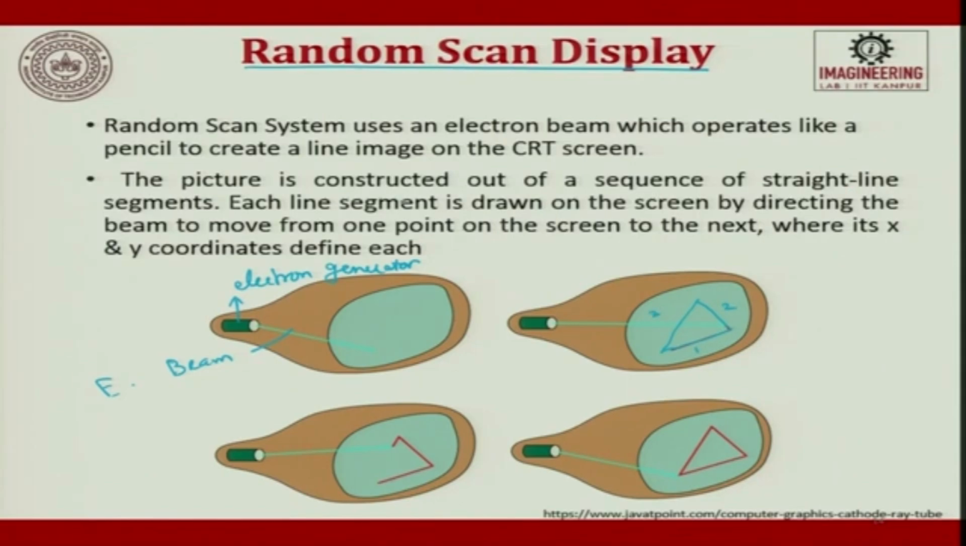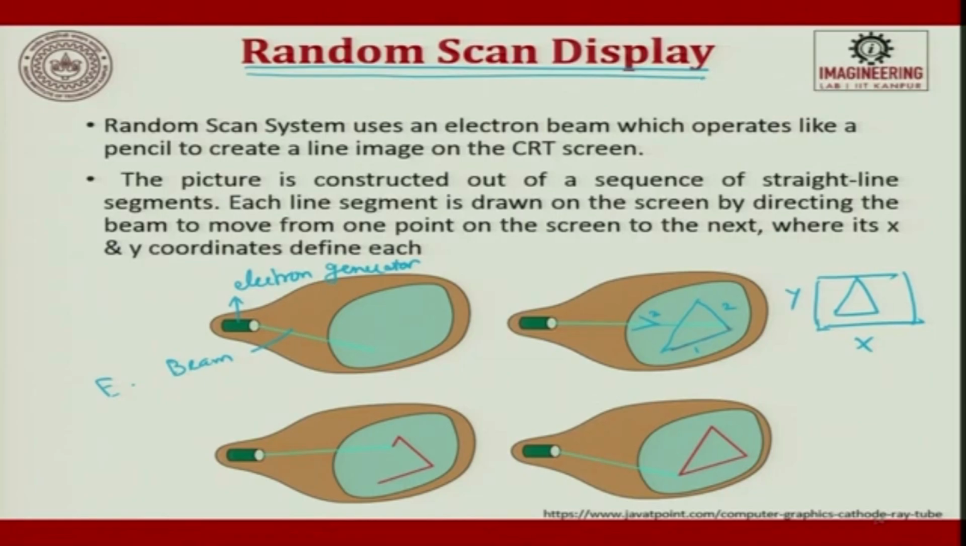Each line segment is drawn on the screen by directing the beam, which moves from one point of the screen to the next, where x, y coordinates define each point. Since it is a plane, you have only x and y. So, it is going like this. These are the x and y coordinates which are displayed such that you can produce the image you want. So, this is how a random scan display works.